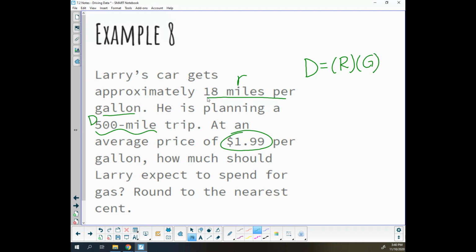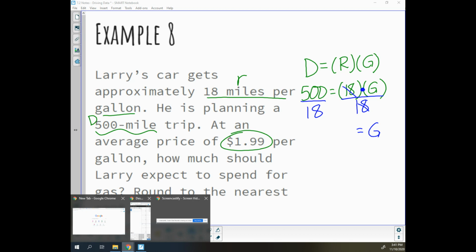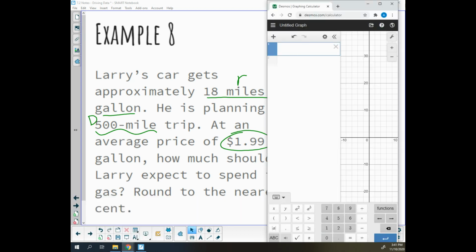And when we plug in, our distance looks like 500, our rate looks like 18, and we do not know how many gallons we are going to purchase. In order to solve that, the first thing we are going to do is get rid of that 18 by dividing. That's going to give me the gallons. And I don't know how pretty that will work out, so we are going to go to the calculator, and we're going to look at 500 divided by 18.